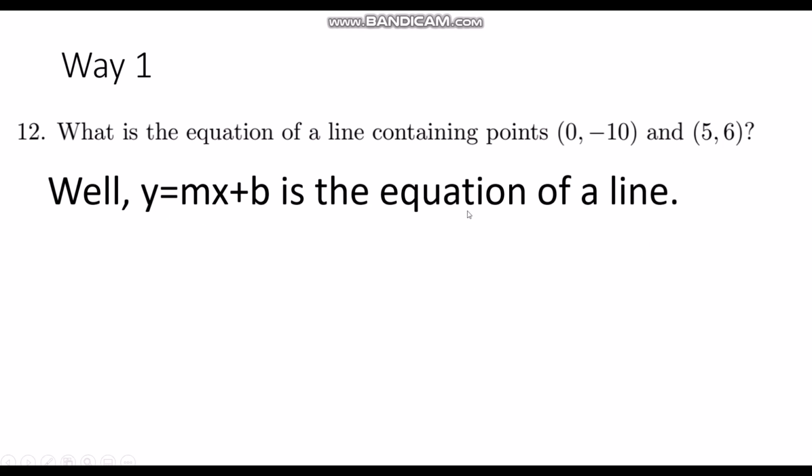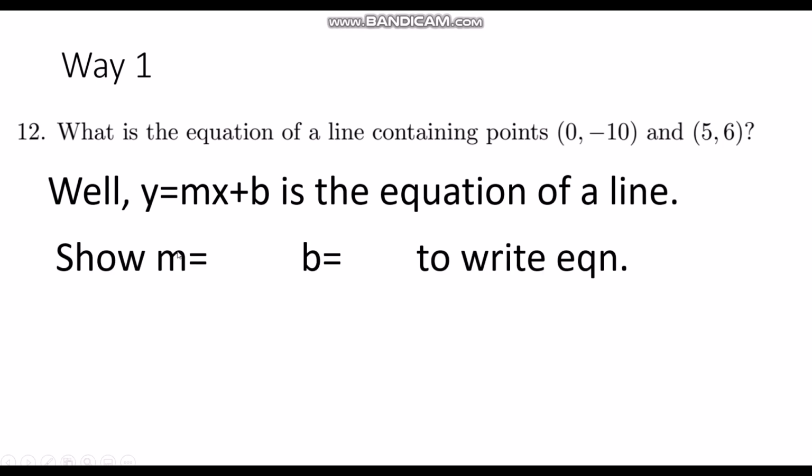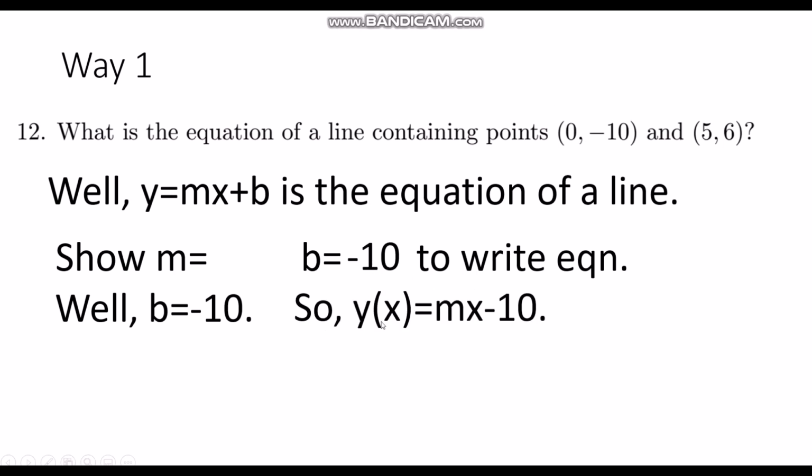Well, y is equal to mx plus b. Okay, so there are a few ways to do this. I'm going to show you the first two aren't the best ways of doing it, but let's just go through it for good measure. Y is equal to mx plus b is the equation of a line. We want to figure out what m and b are to write our equation, so we leave those blank. And we know b is equal to minus 10 because that's the y-intercept. So y of x is equal to mx minus 10.